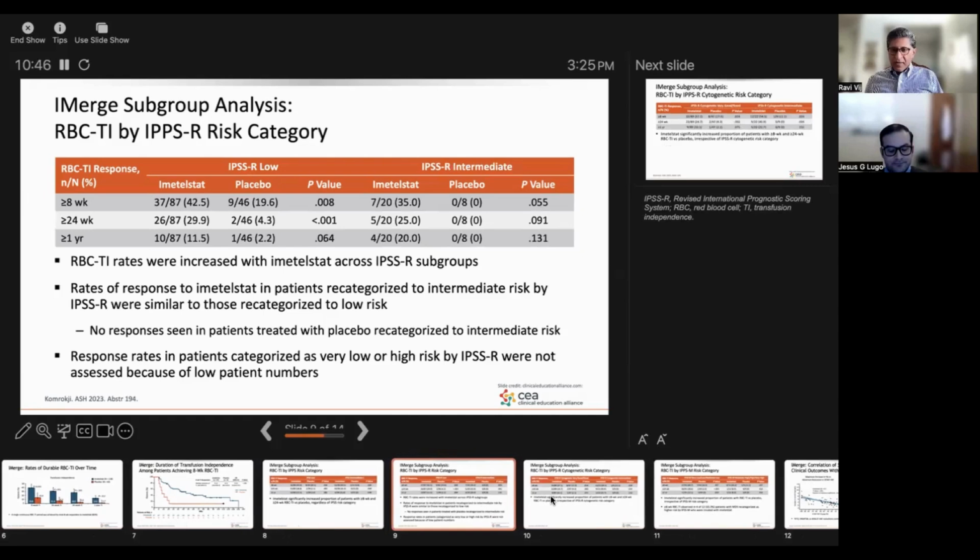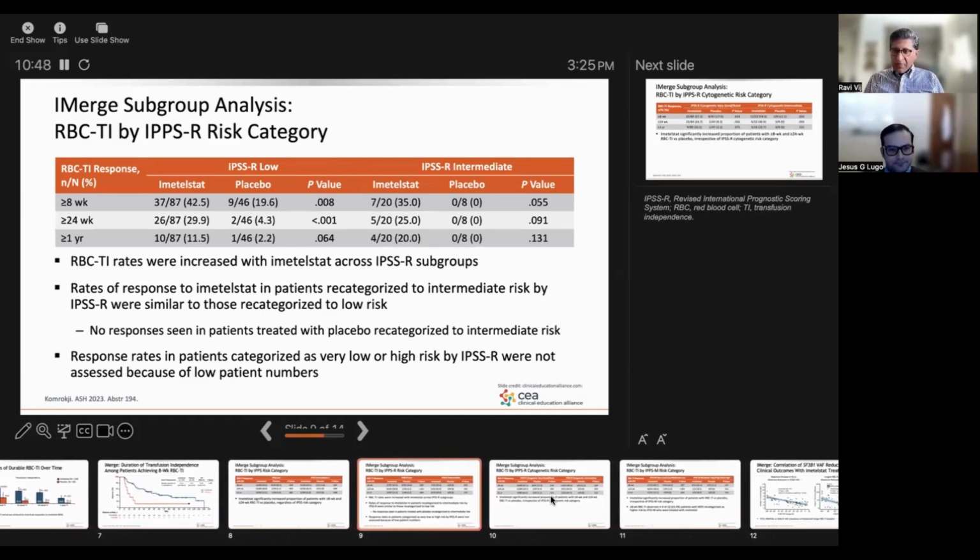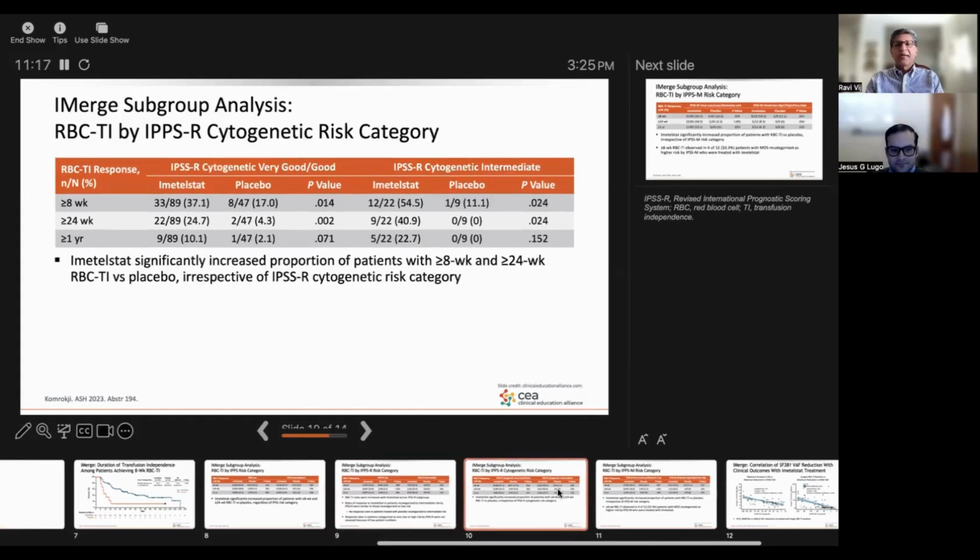And I guess even using the more modern IPSS-R system, the results were favorable? Correct. Also with the IPSS-R, patients with imetelstat, when they were low, they responded. And again, for patients that were IPSS-R intermediate, there is 0 response on the placebo arm. So obviously a very marked improvement.